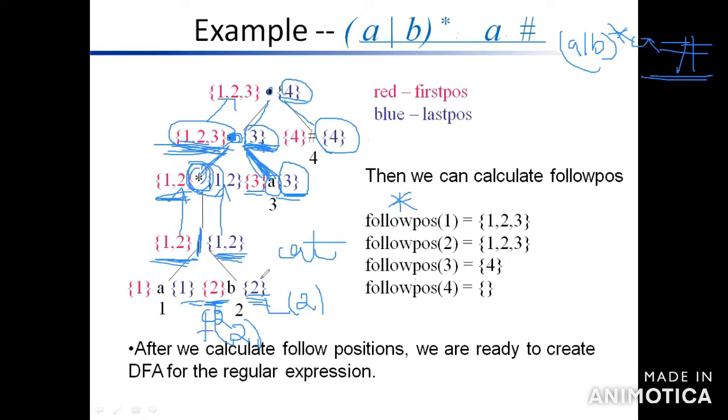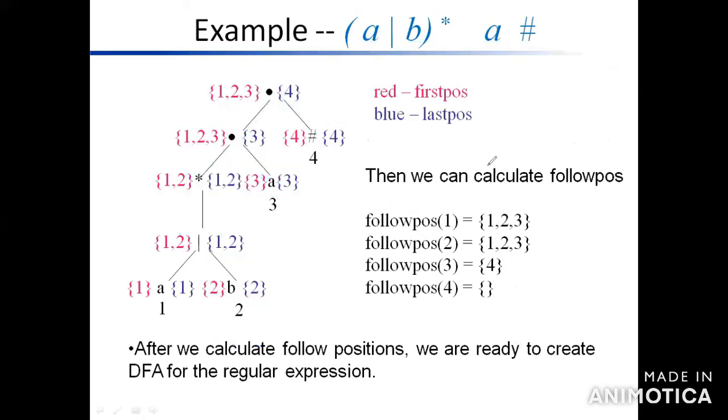How to calculate the follow position? We have two things. One is for the concatenation node. Another is for the star node. So based on the two rules defining the follow position function, you have to complete the problems. Now you can check the hash star node 1, 2. What is the first thing? The first position of C1, the last position of C2. So now we can clear the problem.